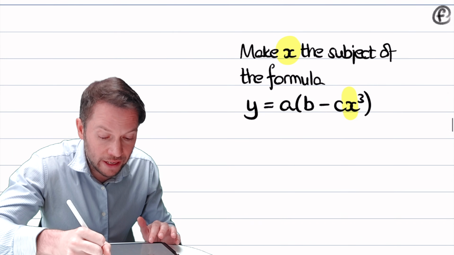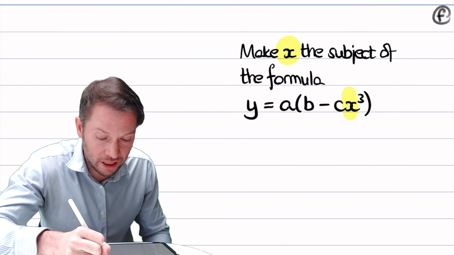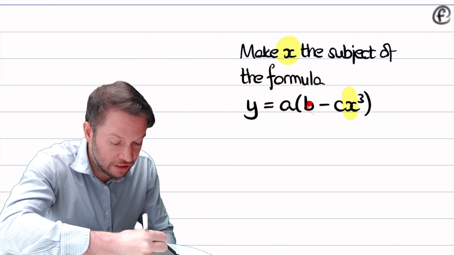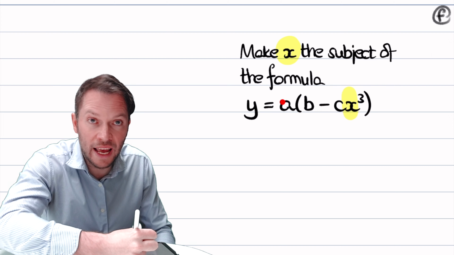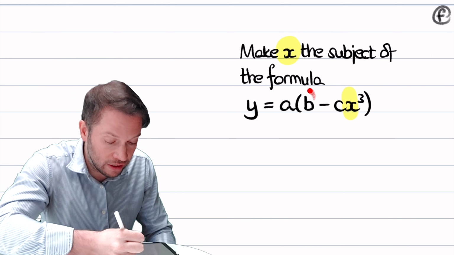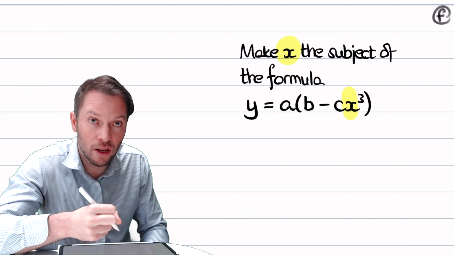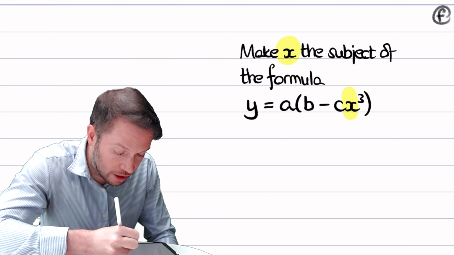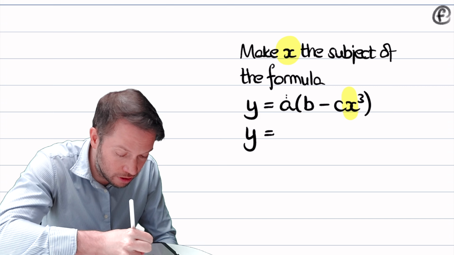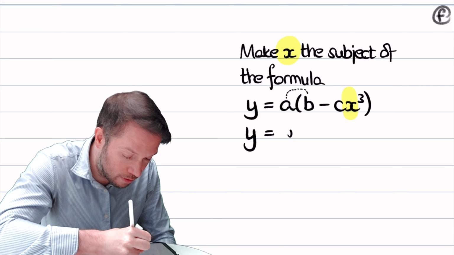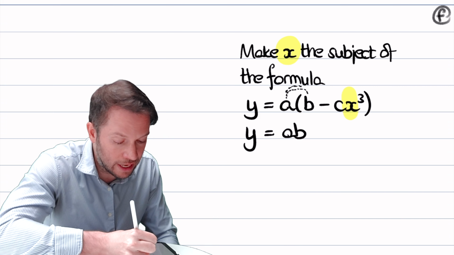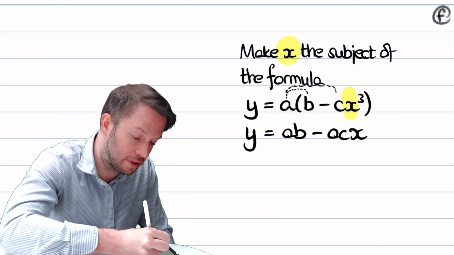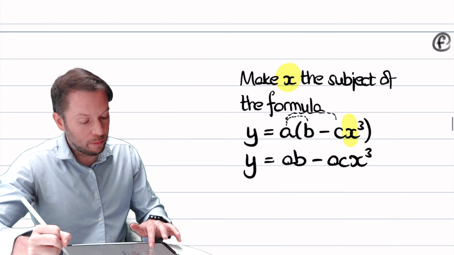Now, if you've got brackets, you've got two things you could possibly do. You can either just divide both sides by a. Because this whole bracket is being multiplied by a, you can undo that times by a by dividing both sides by a. Or, and I prefer this way, you can just expand out the brackets first. So if I do that, y is equal to a times the b, which is ab, and a times the minus cx cubed, which is minus acx cubed. Okay, we've got rid of the brackets.